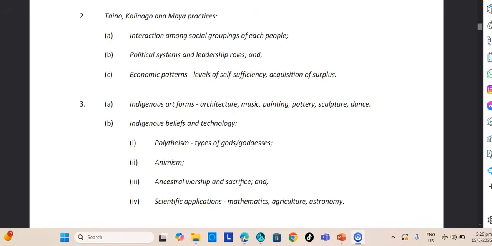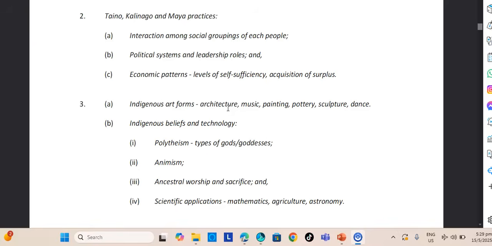Sculptures. The sculptures were mainly religious and symbolic, representing gods, spirits, animals, or ancestors. The Tainos, for example, crafted zemis from wood, stone, or bone for worship and guidance. Dance was sacred and ceremonial, performed to honor gods, celebrate harvest, prepare for war, or mark life events. So, in concluding, indigenous art forms were deeply intertwined with their belief systems and technological abilities.